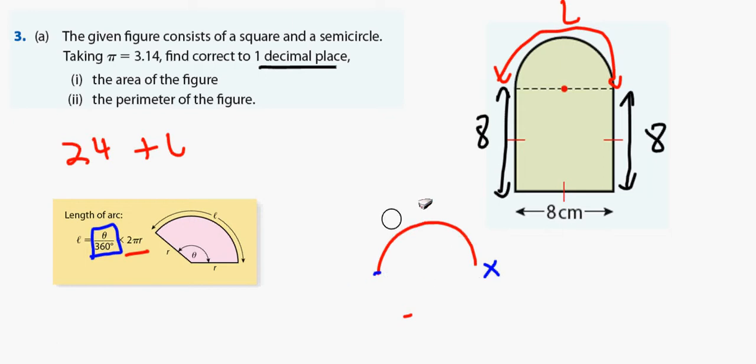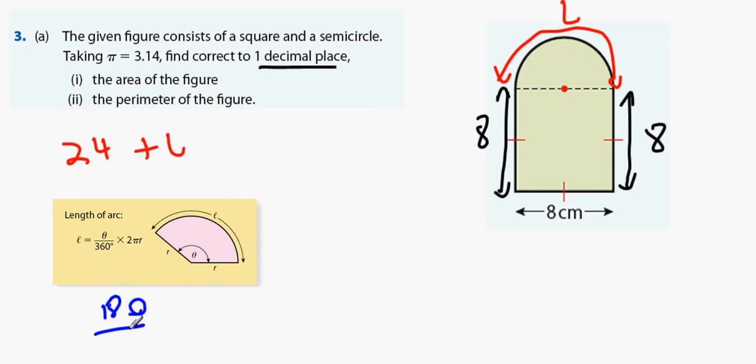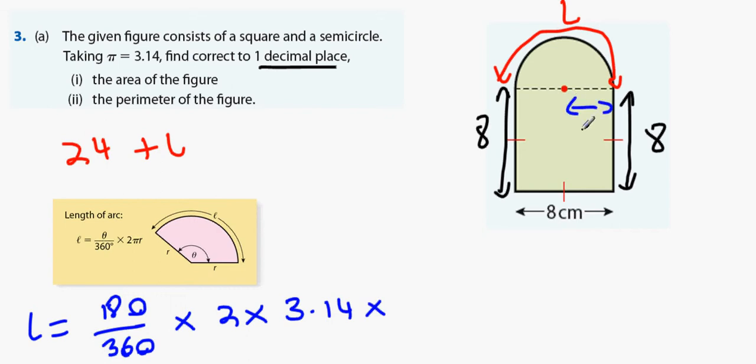So what we're going to do next is we're just going to put this into the formula and see what happens. So it's 180 degrees like last time. So it's 180 divided by 360. And then you're going to multiply that by 2. You're going to multiply that by 3.14. And then this is what L equals. And then you're going to multiply that by the radius, and the radius, as we said before, is 4.